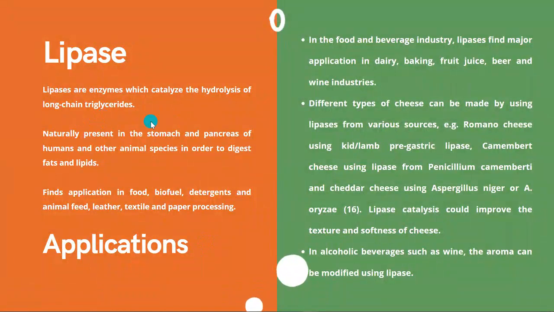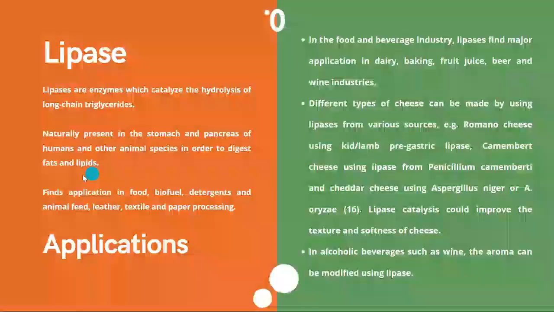What they do is break down these triglycerides, I mean complex fats, into smaller molecules. Basically, these enzymes do nothing but break down complex chains into simple molecules so that they can be further degraded, right? Again, lipase is just hydrolyzing or breaking down the triglycerides, complex fats, into simple compounds, and they are naturally present in the stomach and pancreas of humans and other animals, especially for digestion of fats and lipids.